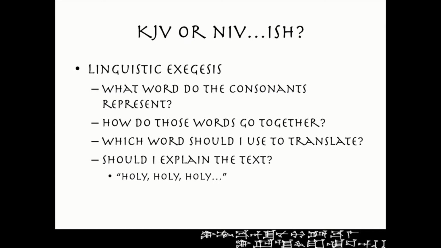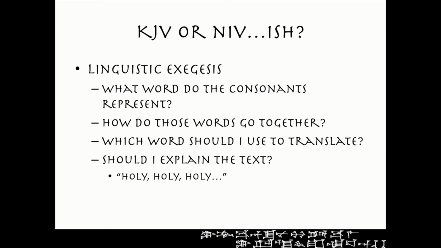So the translator has to say, first of all, what word or words do these consonants represent? Once they figure out what the individual words are, they can then ask the question, how do these words go together? What's their syntactical relationship? Which words go in which phrase? Sometimes that's not always clear. Then, once they figure out what it says in Hebrew, they have to ask, what word most closely identifies that in Greek, if they're doing the Septuagint translation?